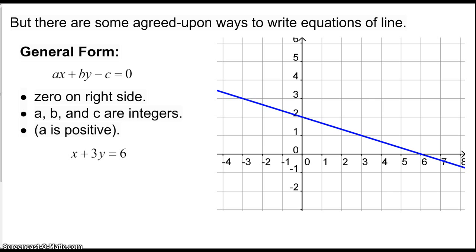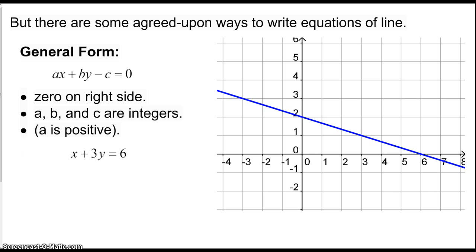Now there is something called the general form. It's almost like standard form. It's ax plus by minus c equals 0. So it's almost the same. The only difference is that there must be a 0 on the right side. So if you have an equation in standard form, that's this equation down here.